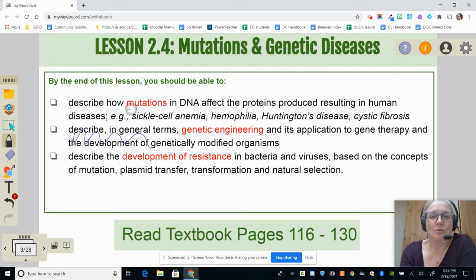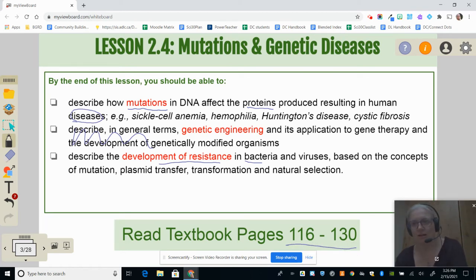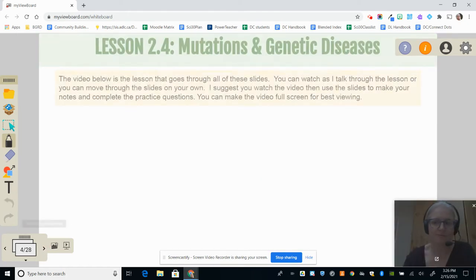First off, we're going to take a look at what mutations in DNA are and how they can affect proteins in humans and result in genetic diseases. We'll look at some of those genetic diseases. And then we will also take a look at how bacteria can develop resistance to antibiotics and some of these other terms here. There are your textbook readings, so you might want to check those out. If you're running into any issues, take a look at those pages for review.